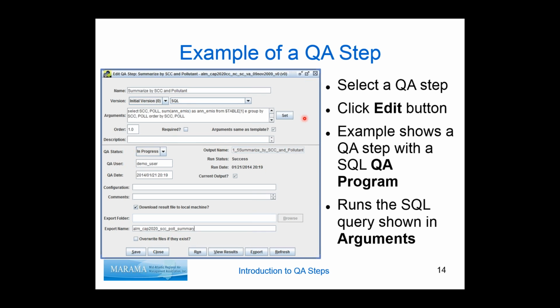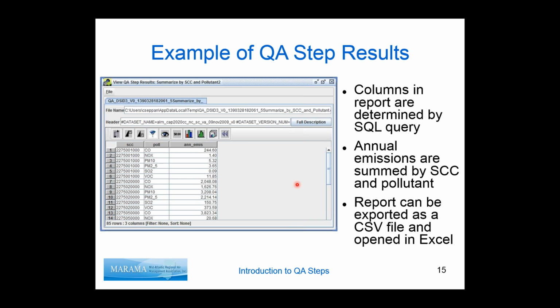But now that you see what the QA step does, it's supposed to give me a summary by SCC and pollutant. So what does that summary look like? After the step has been run, and we're going to look at the results, I just want to quickly show you the results.